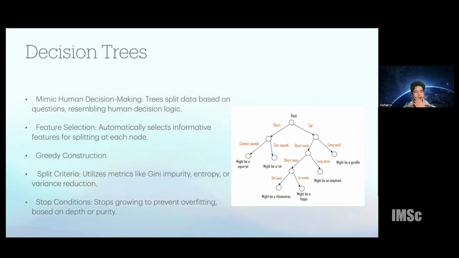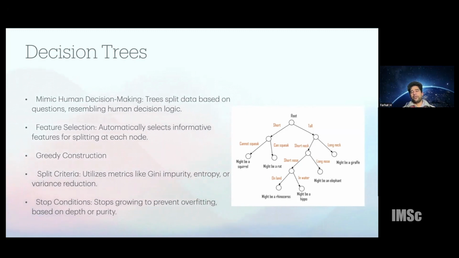So for example, I'll go over the tree that you see here. The idea behind decision trees is that they mimic human decision making. That is, trees split data based on questions, resembling how humans make decisions. For feature selection, a decision tree automatically selects informative features for splitting at each node. There are a bunch of ways in which this is done. Generally, the construction is greedy: whatever metric we're using, for example Gini impurity or entropy, the split that maximizes the metric is chosen at that point, and so on.